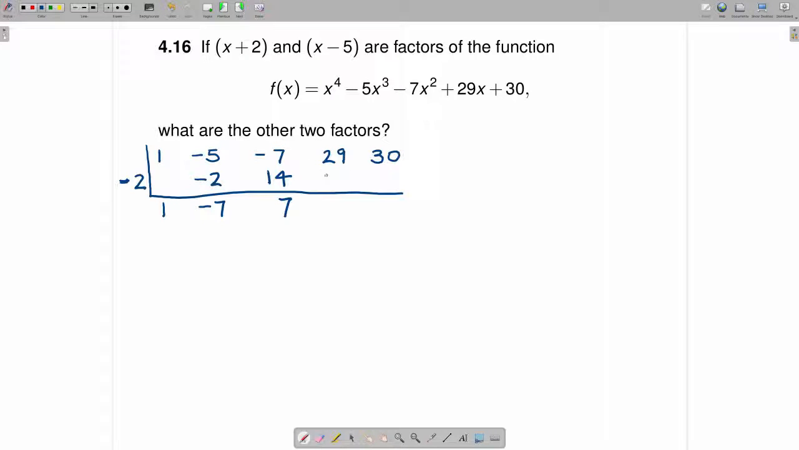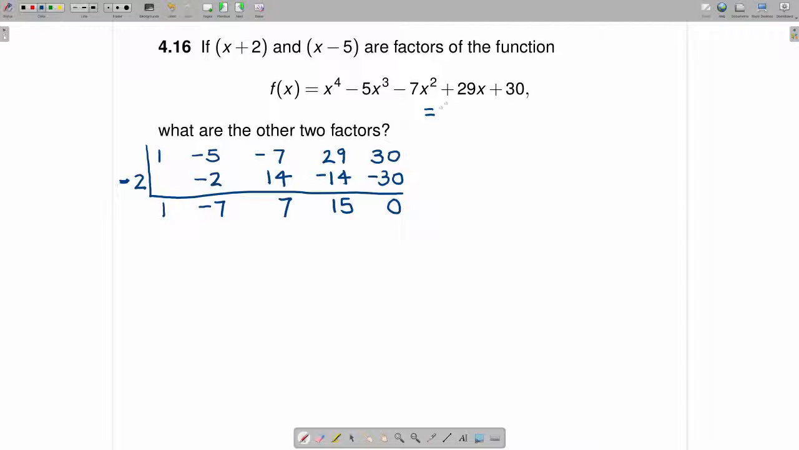7 times negative 2 is a negative 14. And 29 minus 14 is 15. And finally, 15 times negative 2 is negative 30. And we get a 0 remainder. It is not surprising that we got a 0 remainder because we were told that x plus 2 is a factor of this polynomial.